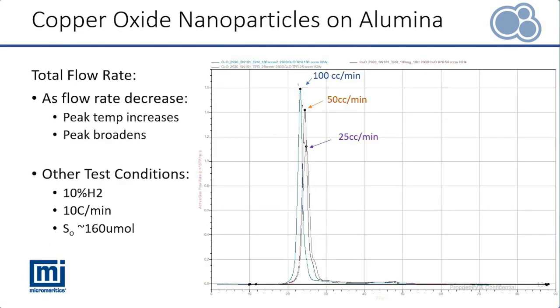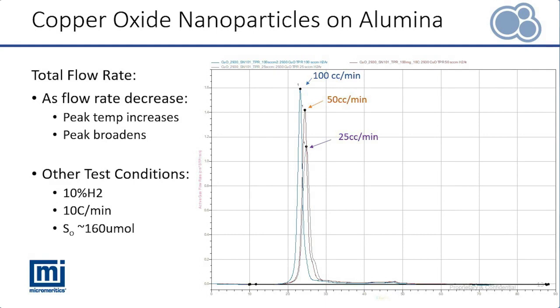The total gas flow rate is varied while the other conditions are kept constant at 10% hydrogen concentration, a ramp rate of 10 C per minute, and a reducible amount of approximately 160 micromole of copper oxide. From left to right, the blue line is flowing at 100 cc per minute, the middle or red line is 50 cc per minute, and the purple line furthest to the right is flowing at 25 cc per minute.